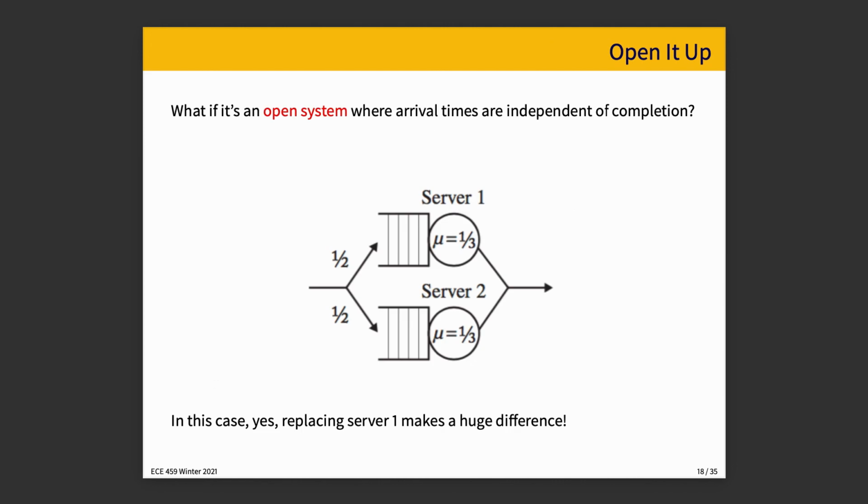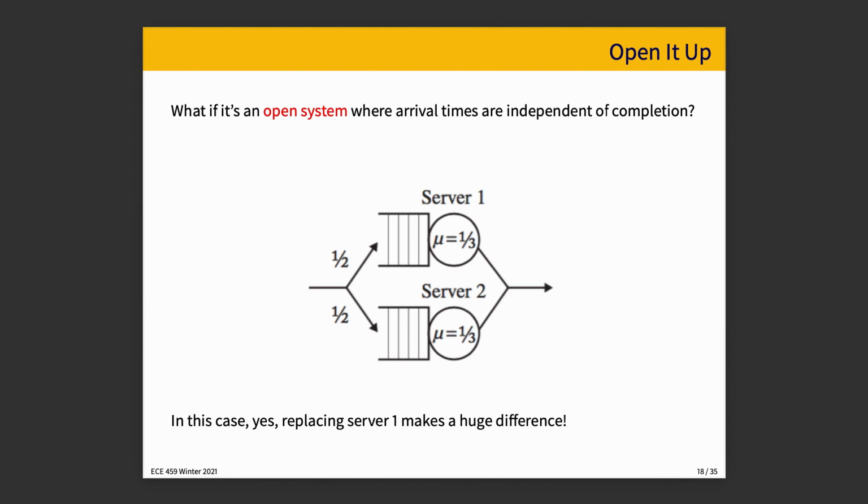But if it is an open system where arrivals are independent of completion, then actually, it's the opposite. Speeding up one of the two servers actually makes a big difference. Because then requests can arrive whenever, and we can get some of them done faster, and everybody's kind of happy with that. And there's no concept of, well, we have this huge amount of work to do, and it's done when it's done. It's just we are always receiving incoming requests when they happen to occur, and we respond to them, and we get them done.